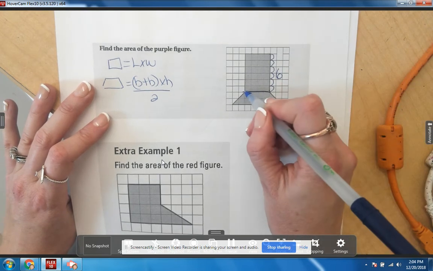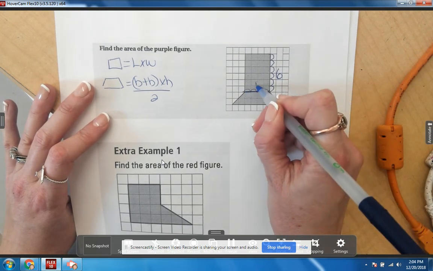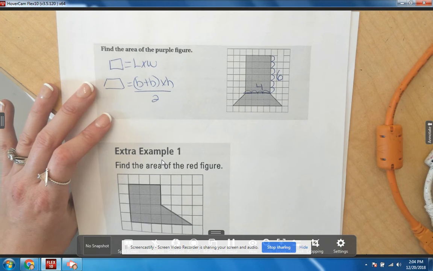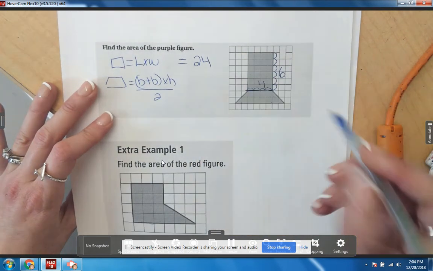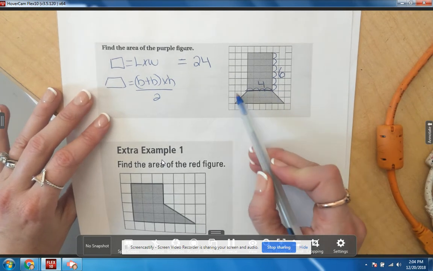Now I need the base: 1, 2, 3, and 4. So my length times width for my rectangle is going to give me 24. 6 times 4.